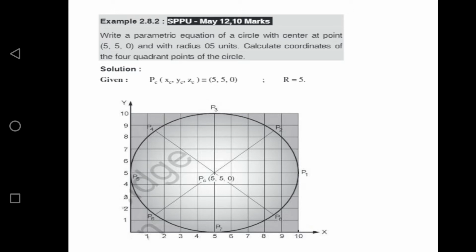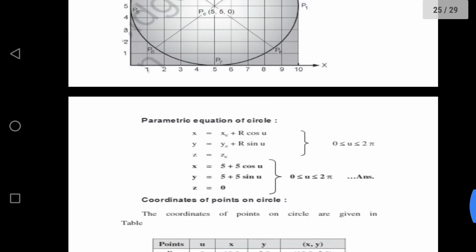Well, the first quadrant goes from 0 to 90 degrees. The quadrant point means the center point of the quadrant. Second quadrant, 90 to 180, the center point of this one. Third quadrant, 180 to 270, center point of this one. And the fourth quadrant center point is from 270 degrees to 360 degrees. Well, this is simple. We have the center PC at 5, 5, 0.